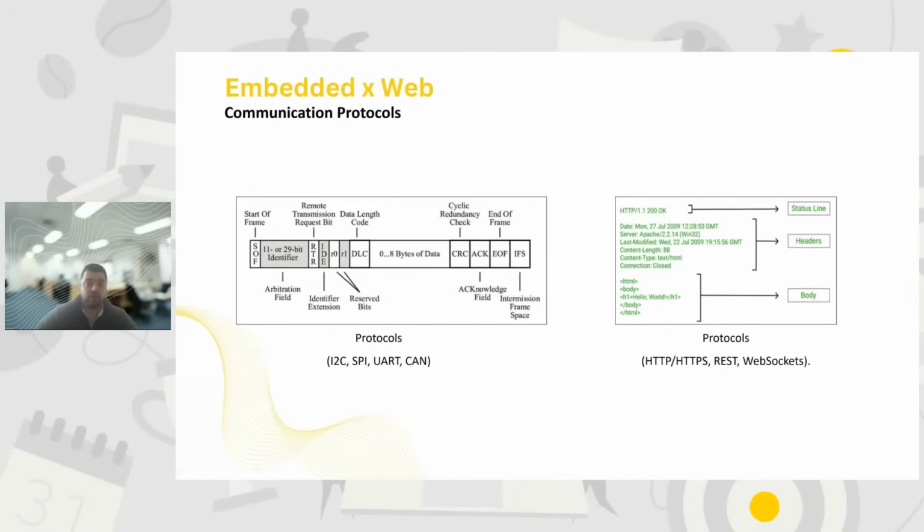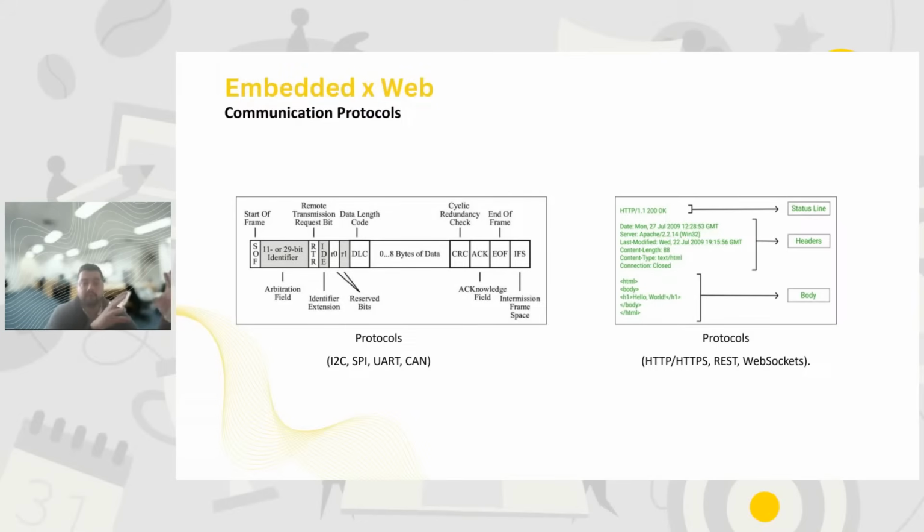Then we have the communication protocols. Of course, when we are talking about embedded and web, communication is common, it is needed to communicate. Embedded systems communicate in one way, and other systems communicate in another way. It's like people in the world. Some people communicate in Portuguese, other people in Spanish, other people in English, other people in other languages. Here it is exactly the same.